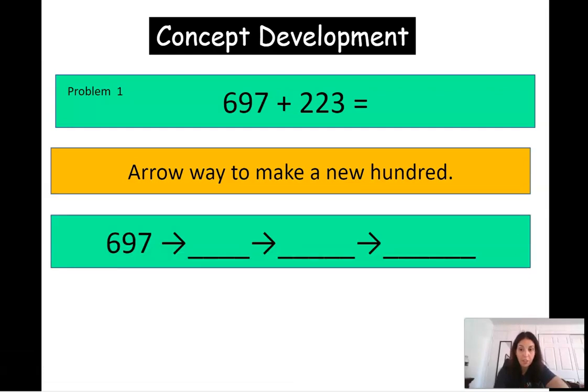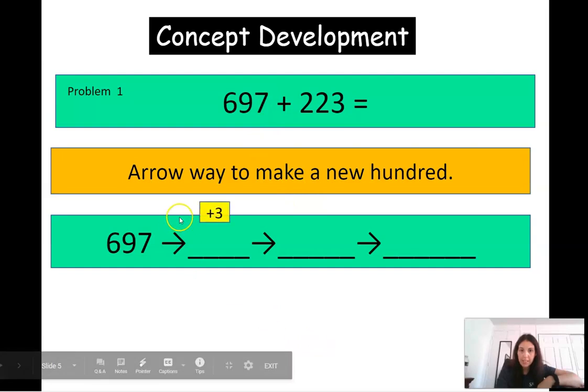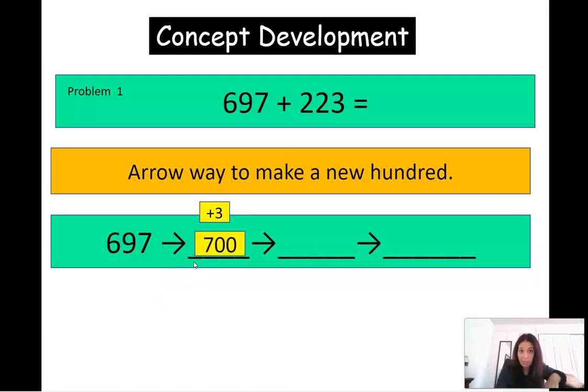This is one of my personal favorite strategies. So we start with 697, and we're going to do our arrows and count up 223. So we can say plus 3, and that's going to give us 700, right? So there's our 3. Now we can go up plus 200. That's our 200 here. 700 and 200 more is going to give us 900.